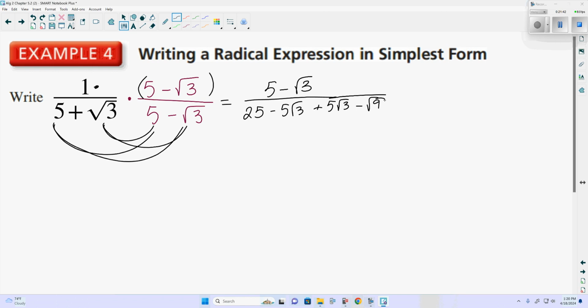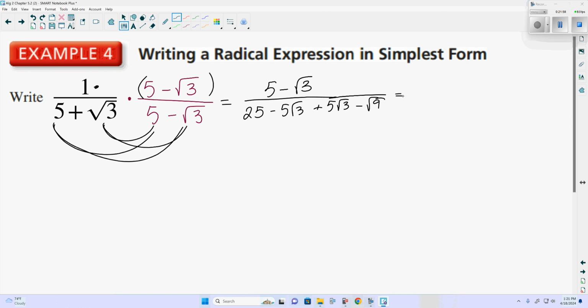Questions on this so far? So the whole goal was to get the radicals out of the bottom of the fraction, yes? And by multiplying it, we ended up with actually 3 radicals, not 1. We went from 1 to 3, yes? But let's look at it.